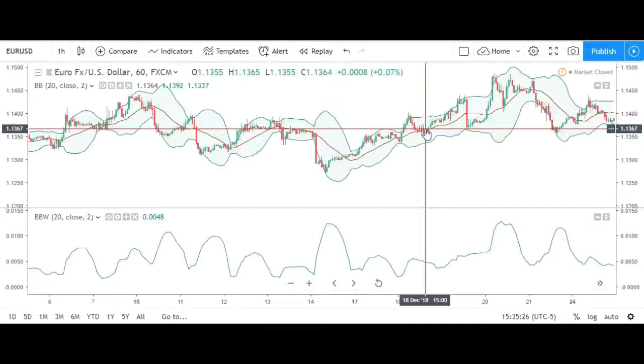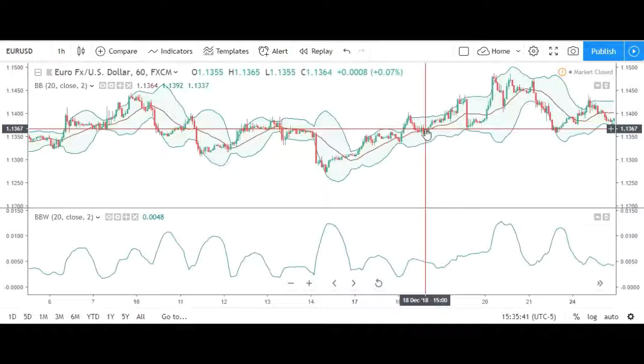If you're using a moving average, like I said, you can use whatever way you want to do to continue with the trend or to go against the trend. It really matters what other indicators you're using with Bollinger Bands width.